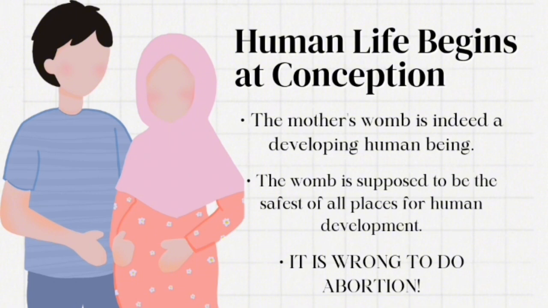This only means that the developing being in the womb of a human being is not just a conglomeration of cells or tissues. Based on these facts, it is wrong to do abortion. The womb is supposed to be the safest of all places for human development. Unfortunately, however, with the scourge of abortion, it has become a tomb. The development that takes place in 3 stages proves that the developing embryo in a mother's womb is truly a human being. So let's all stop abortion.